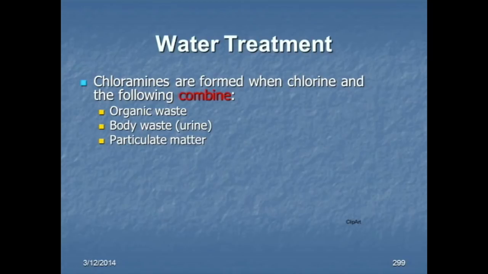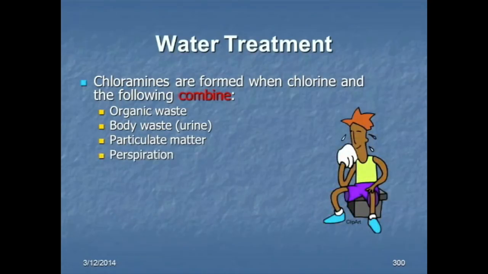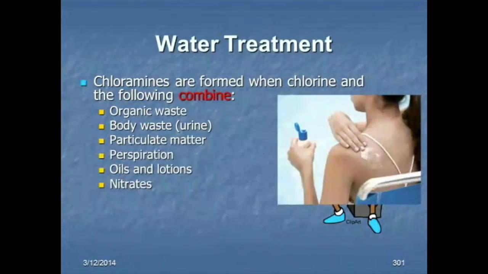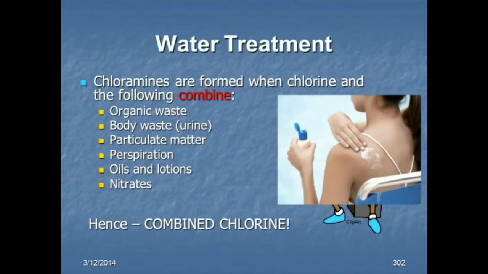When chlorine reacts with that nasty stuff, the organic waste, the body waste, particulate material, perspiration, the oils, the nitrates that get entered into the swimming pool from the environment, that's what we refer to as the combined chlorine. Combined chlorine. That's the chlorine we don't want to have.